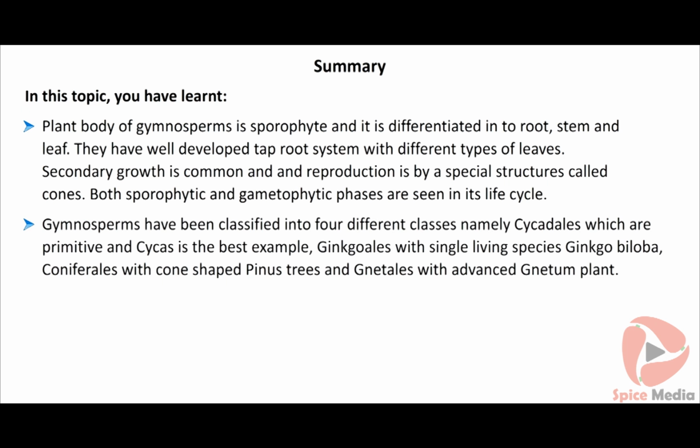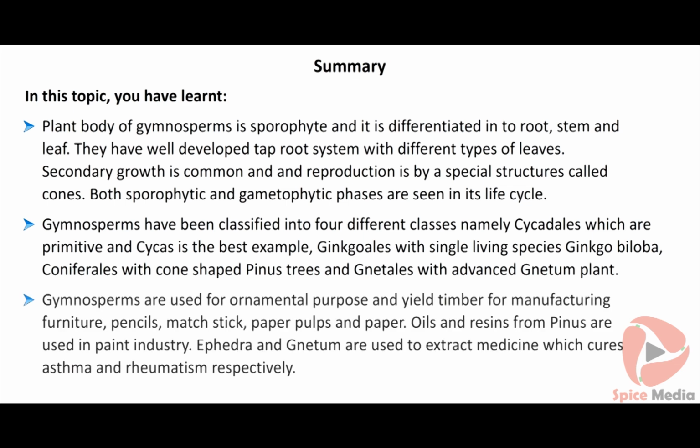Gymnosperms have been classified into 4 different classes, namely Cycadales, which are primitive, and Cycas is the best example; Ginkgoales with a single living species, Ginkgo biloba; Coniferales with cone-shaped Pinus trees; and Gnetales with the advanced Gnetum plant. Gymnosperms are used for ornamental purposes and yield timber for manufacturing furniture, pencils, matchsticks, paper pulps and paper. Oils and resins from Pinus are used in the paint industry. Ephedra and Gnetum are used to extract medicine which cures asthma and rheumatism respectively.